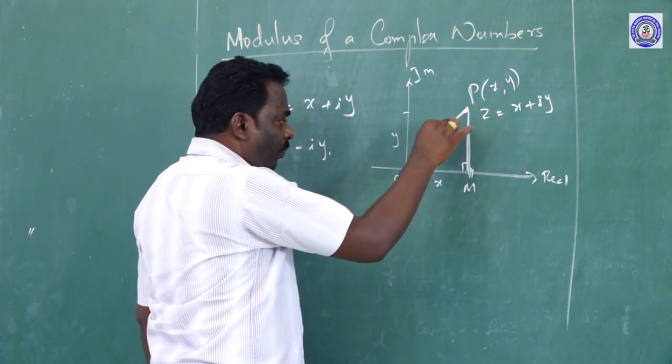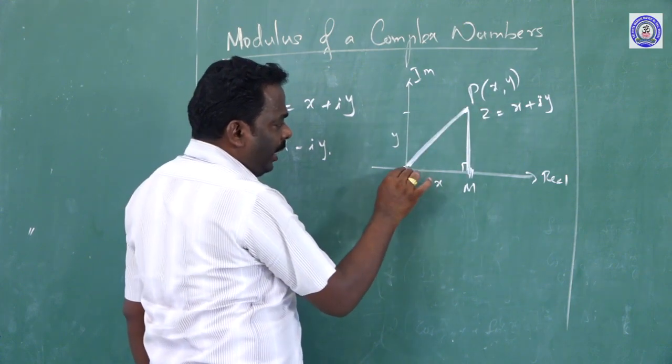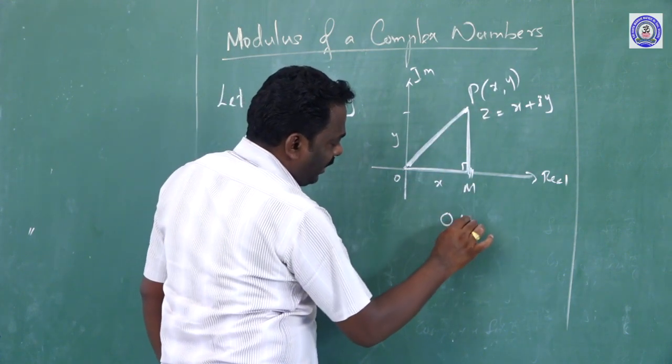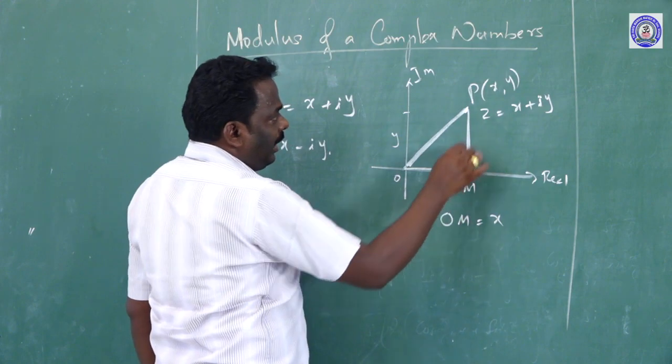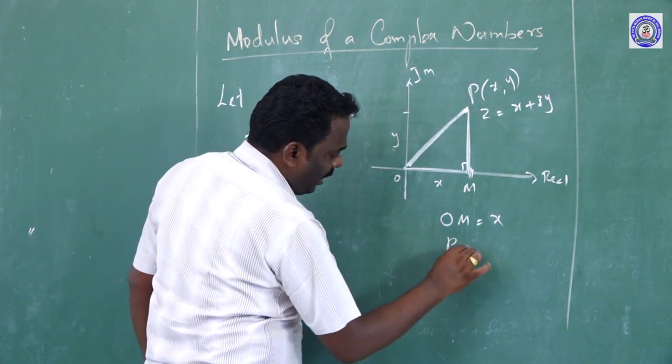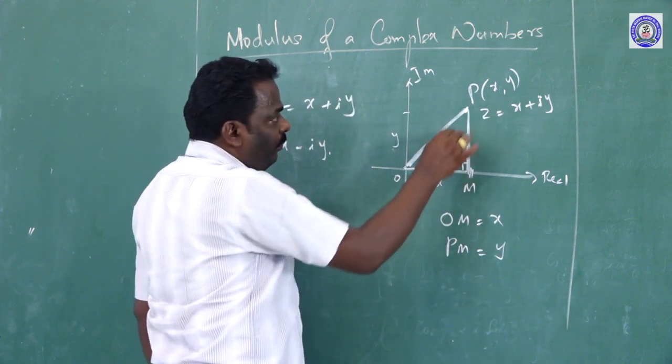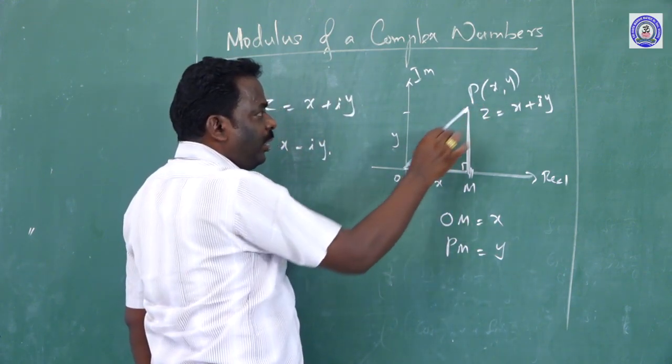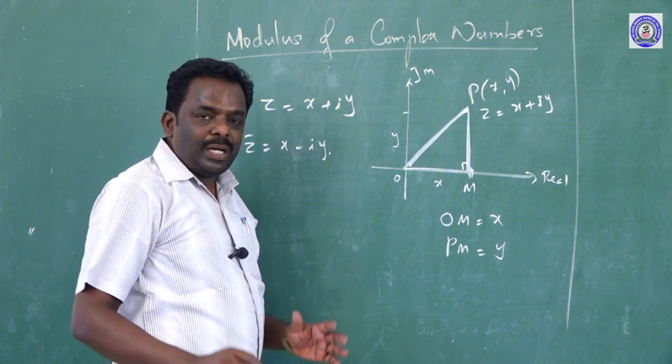So now we want to find out this distance. We know OM is equal to x, and PM is equal to y. To find the distance OP, we apply Pythagoras theorem.